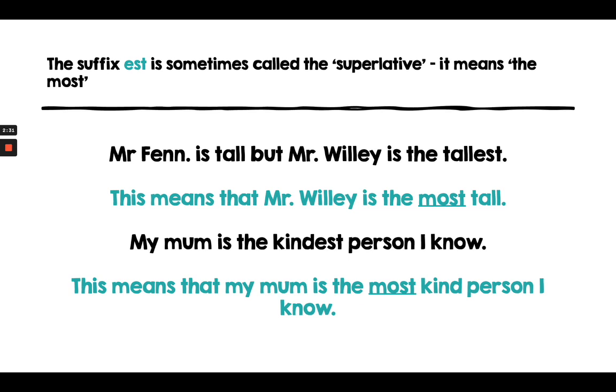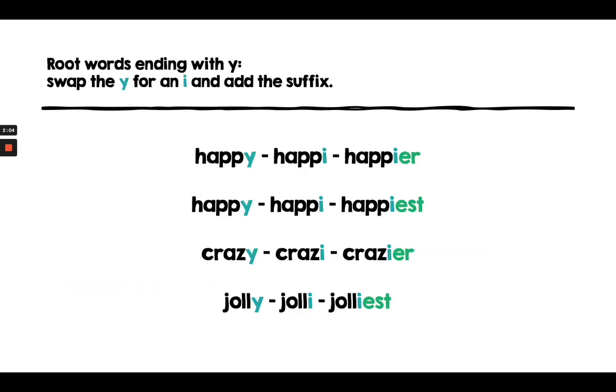Or I could say my mum is the kindest person I know. And that means my mum is the most kind person I know. Okay, so tallest means most tall. Kindest means most kind. Tastiest would mean most tasty. Smelliest would mean most smelly. Okay, so we use suffix er for more, taller, more tall. We use suffix est for most. Okay, most tall, most kind, and so on.